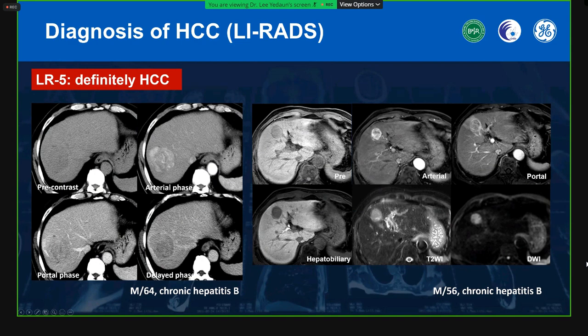On this MRI, you can see a nodule larger than 2 cm shows non-rim arterial hyperenhancement and non-peripheral washout on portal phase. In addition, the mass also shows hypointensity on hepatobiliary phase, moderate high signal intensity on T2 weighted image, and diffusion restriction on diffusion weighted image.